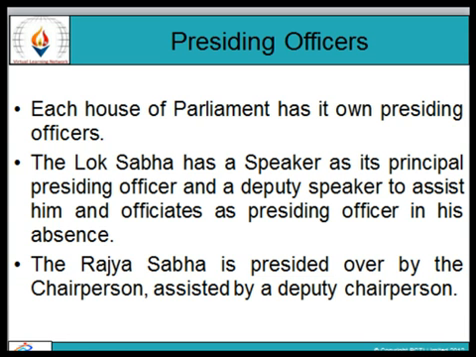Next is presiding officers. Each House of Parliament has its own presiding officers. The Lok Sabha has a Speaker as its principal presiding officer and a Deputy Speaker to assist him and officiate as presiding officer in his absence. The Rajya Sabha is presided over by the Chairperson assisted by the Deputy Chairperson.